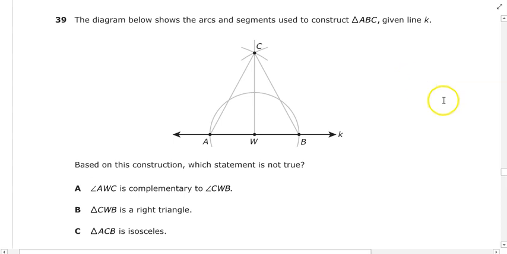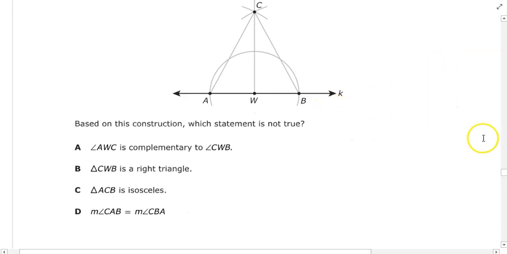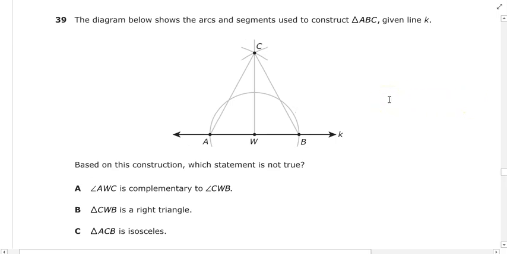Based on this construction, which statement is not true? So first of all, they used a compass to be able to start at W and make these arc measurements. All right, so let's look at some of the properties of when you use a compass. So this is the center of a circle, and this would be like the radius of a circle here, which means this distance is the same as this distance here. So this W is right in the middle. That is the midpoint of segment AB. So it's going right to the middle of that.